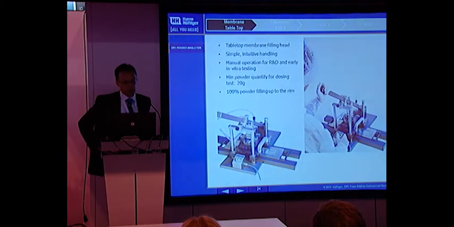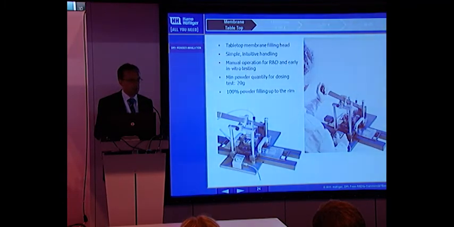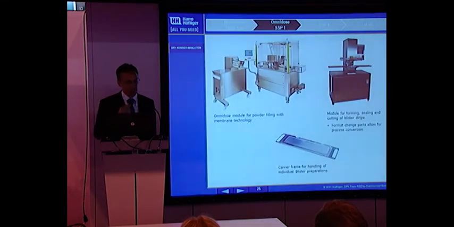This is a picture on how the membrane filling takes place. Also, this is just the tabletop equipment. It costs you some money to start at least a project and start technical evaluations.